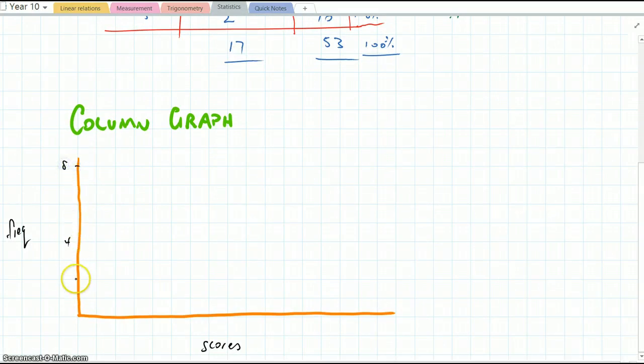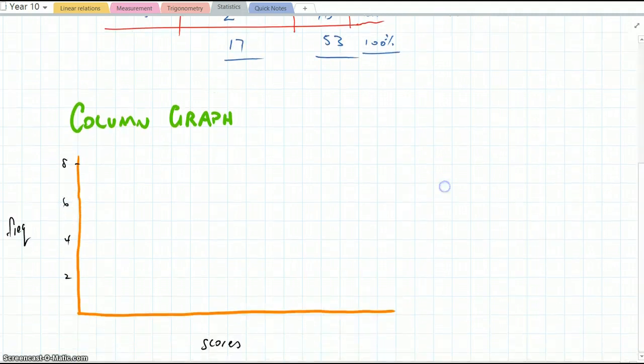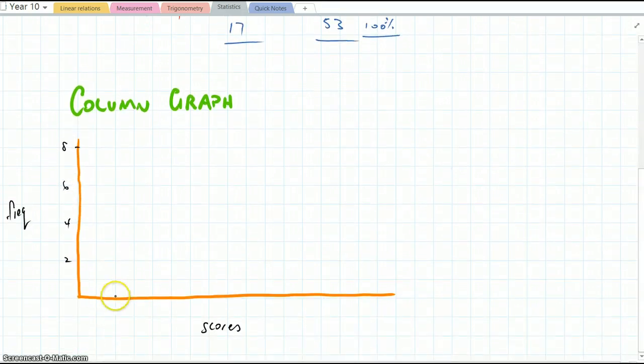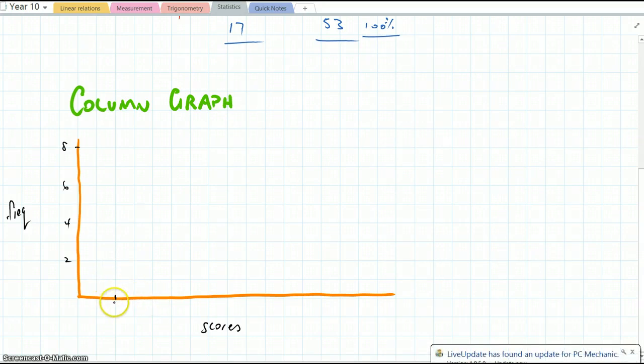That's 4. That's 2. That's 6. And our scores go 1 to 5. So that will be 1, and that will be, so that'll be 1 there, and it'll be a square going like that, and then it will be a gap of 1. I don't know if my column graph and my gaps need to be the same.